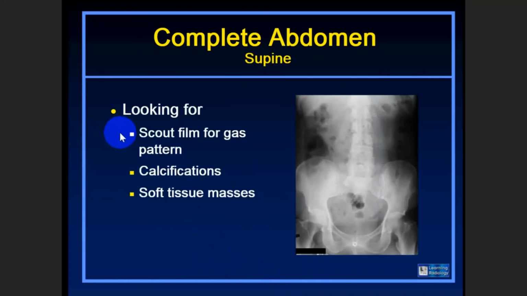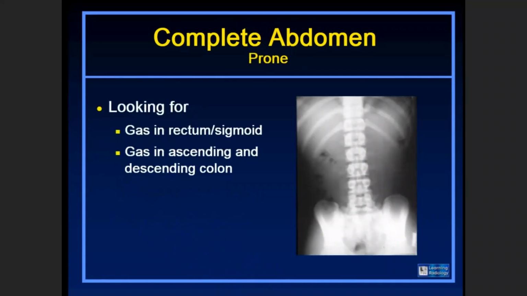Looking at the scout film for gas pattern, the distribution of gas pattern, any calcification, any soft tissue masses, because these can lead to obstruction and cause acute abdomen, which is an emergency. Then we have to look for gas in rectum or sigmoid, because absence of gas in rectum or sigmoid always accompanies intestinal obstruction or large intestinal obstruction.